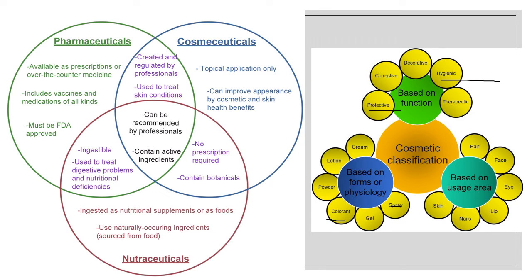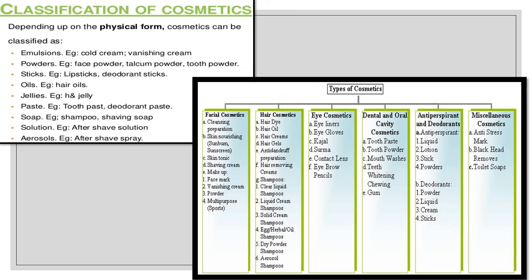These are the different classifications of cosmeceuticals. Here you can see oils, sticks, powders, emulsions, jellies, paste, soaps, solutions, aerosols, and these are the different eye cosmetics: eye gloves, eyebrows, hair remover, depilatories, herbal shampoos, skin moisturizing, face mask, toilet soaps, blackhead removers.